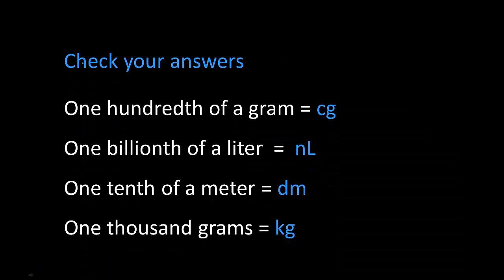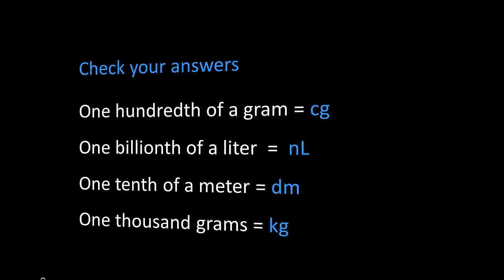Okay, let's check your answers. 1/100th of a gram is equal to a centigram. 1/1000th of a liter is a nanoliter. 1/10th of a meter is a decimeter. And 1,000 grams is a kilogram.